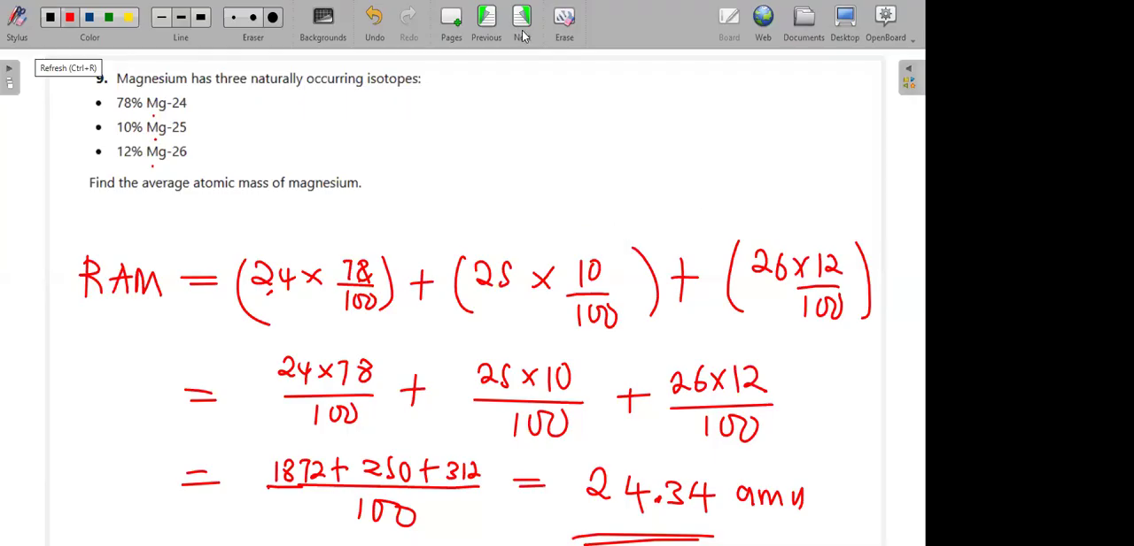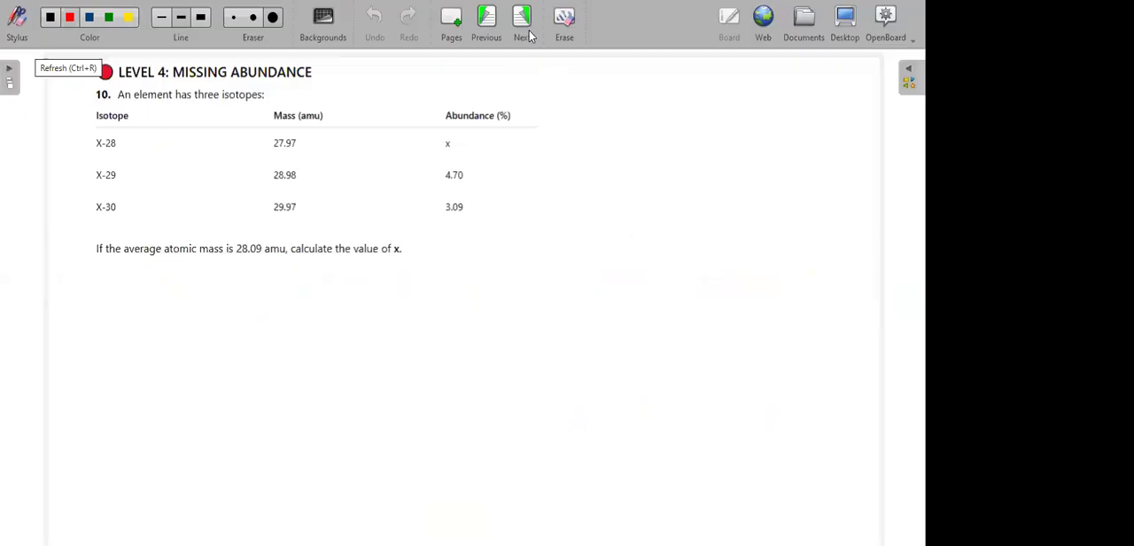Okay, there are no questions. We now deal with the second type of questions that come under isotopes. That's where we are now finding the missing percentage abundance.